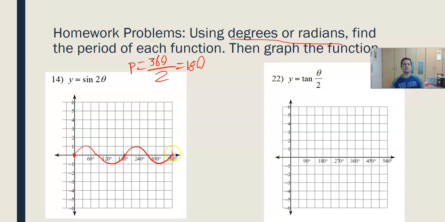So that would be my graph, with my period being 180 degrees. It makes a full rotation from 0 to 180. Okay, we haven't encountered a tangent problem yet, but let's remind ourselves that the traditional parent tangent function would have an asymptote every 180 degrees, because the period is 180 degrees.